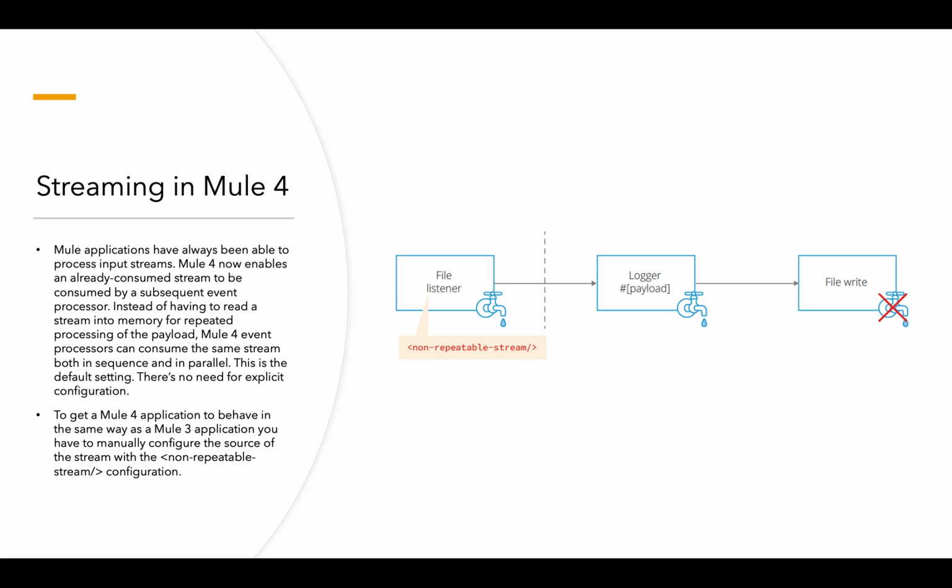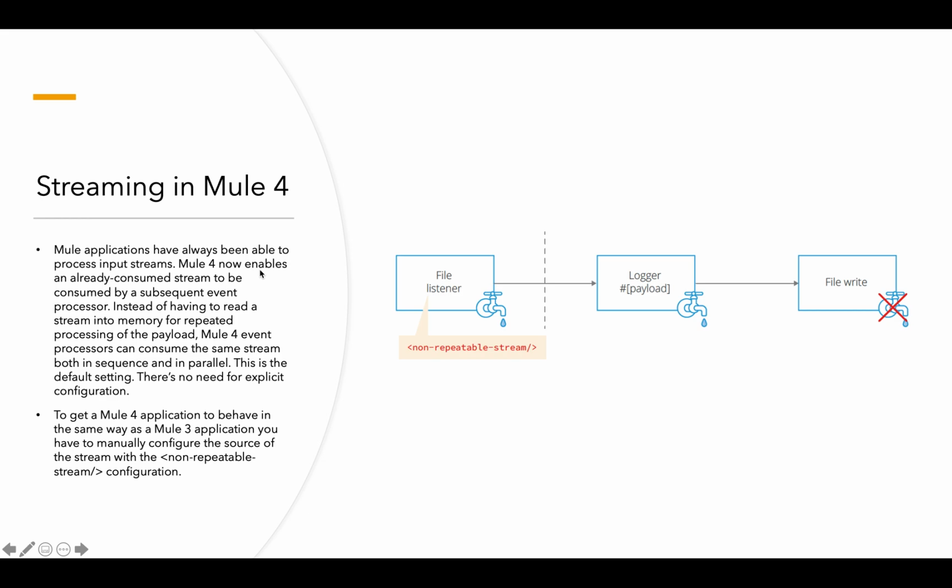So what is streaming in Mule 4? If you look at this diagram, there is a flow starting with a file listener, and after that there is a logger for the payload, and then there is a file write. Now this file listener is marked as a non-repeatable stream, which states that it is available only once. If the same payload is available up to the logger event processor, and we want to use the same payload at the file write, it will not be available because it has already been consumed at the logger level.